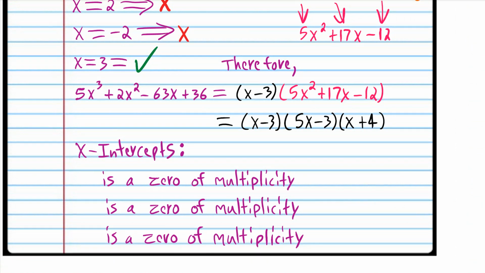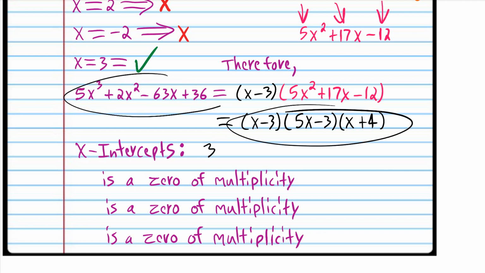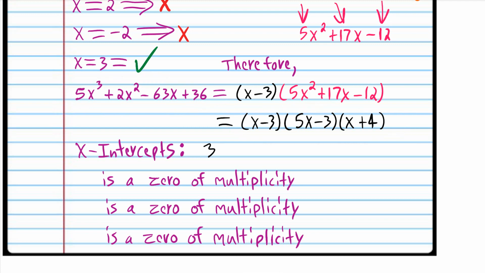So we can see the x-intercepts now, because if you plug in 3 to this expression, you get 0. So that means if you plug in 3 to this polynomial here, you get 0. Again, this expression here is just a different form of this polynomial. If you plug in 3/5, you get 0, and if you plug in -4, you get 0. So those are the x-intercepts.